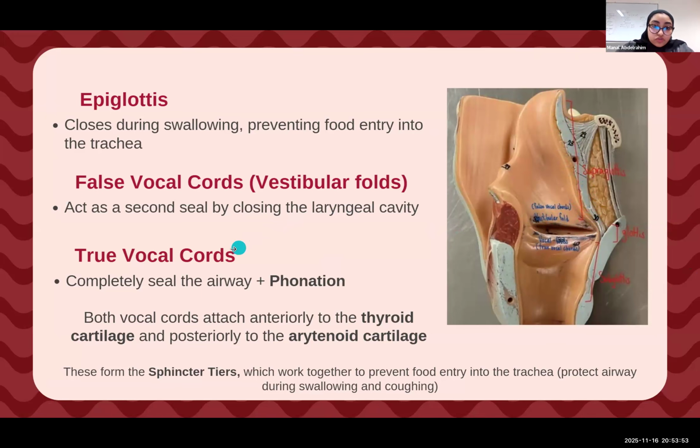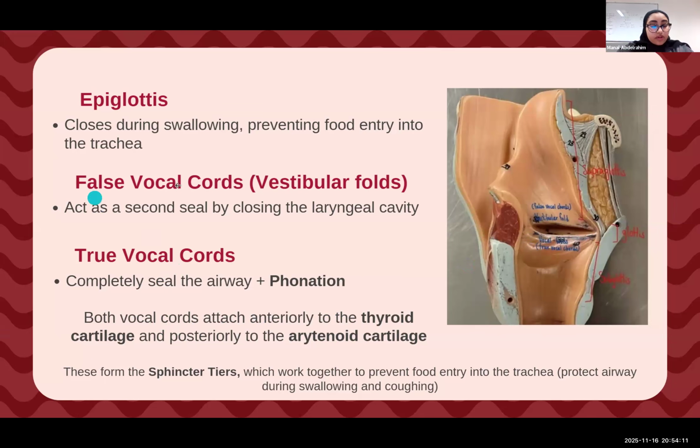And we also have the true vocal cords. This is the most important part here, which is located right here. I hope you guys can see the arrow I'm pointing. This is going to completely seal the airway, because nothing can go past it, and it's also responsible for phonation, for us speaking. This is the most important part of the larynx.